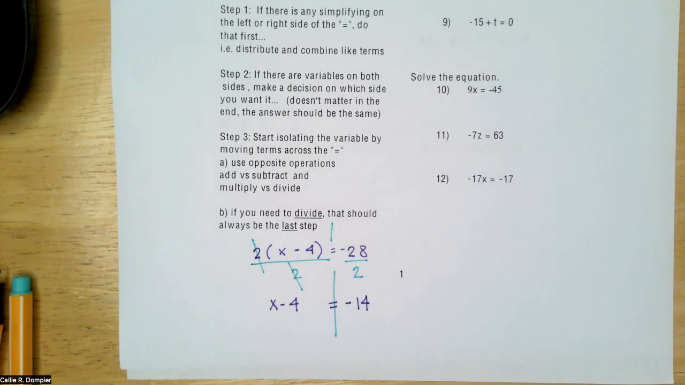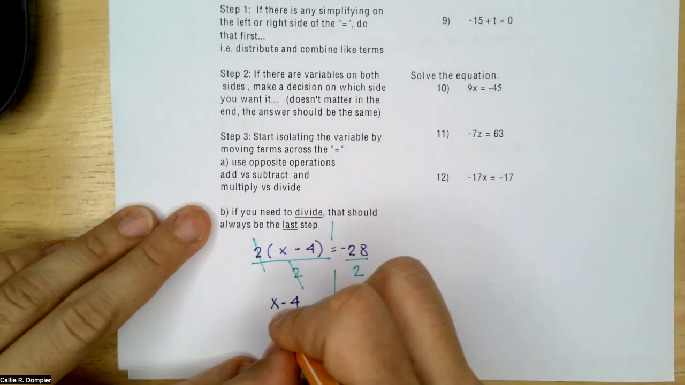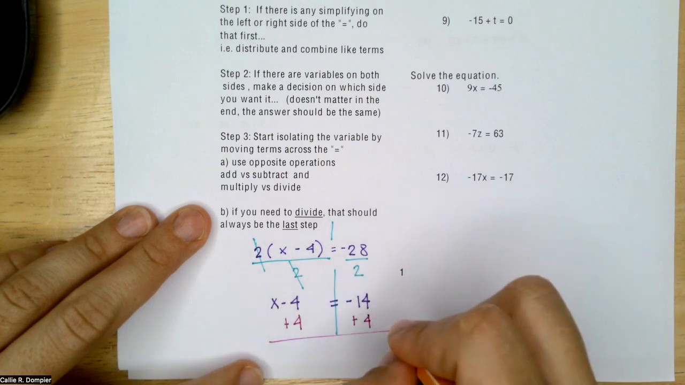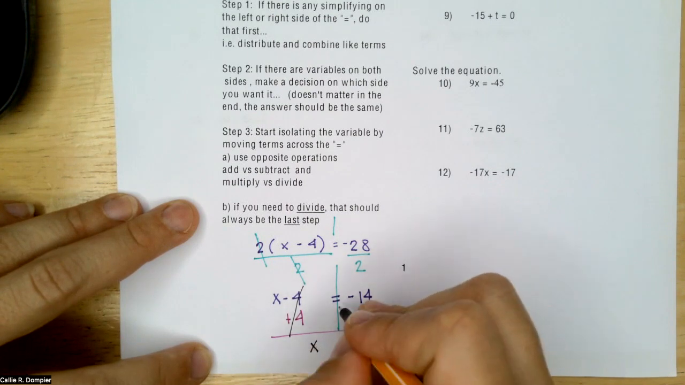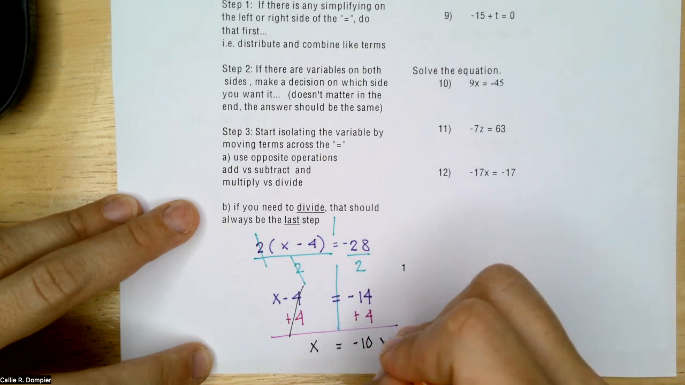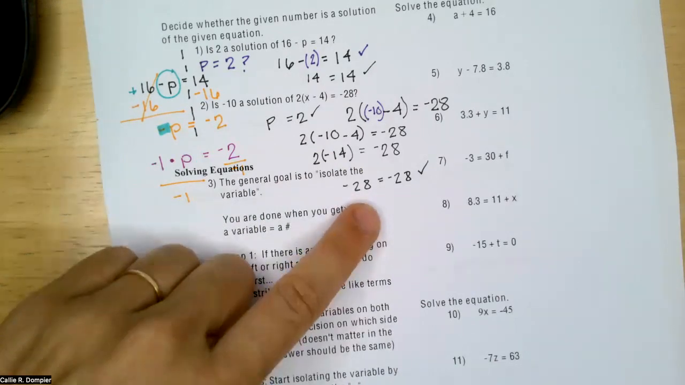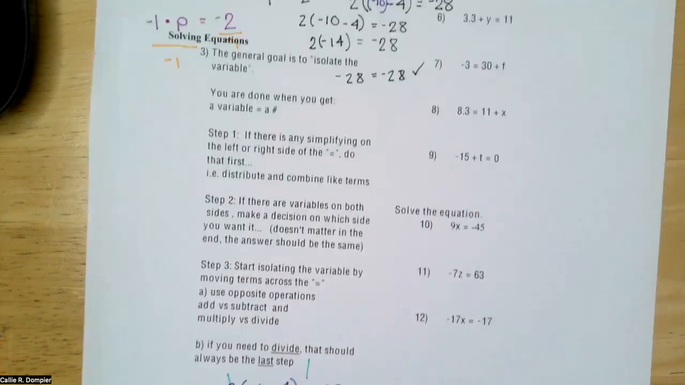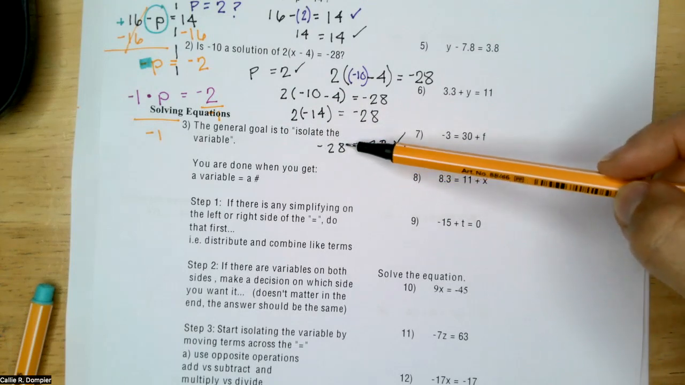Now, 4 is being subtracted from x. What is the opposite of that? It's adding 4. Anything you do to this side, do to the other side. That cancels. Now I just have x on this side. Keep the equal sign. Negative 14 plus 4 is negative 10. So that's another way to find the answer. You can plug it in, make sure that both sides equal the same amount, or you can solve for the variable, okay? So for solving equations, the general goal is to isolate the variable or get the variable alone.